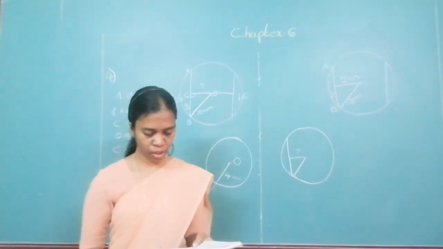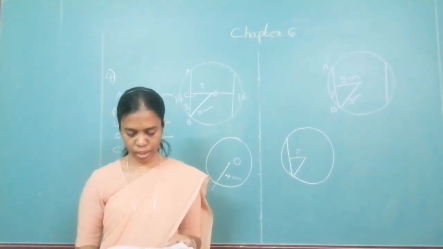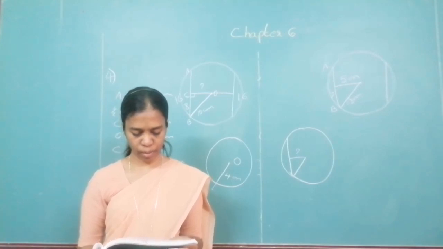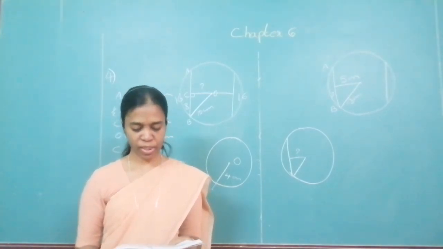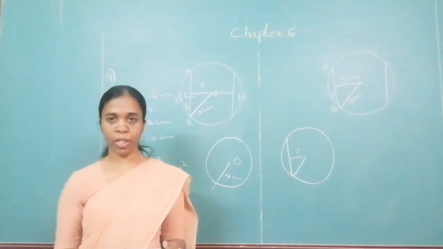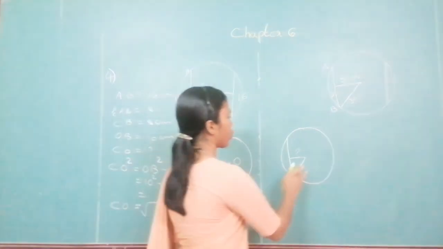Question number 7. The lengths of parallel chords which are on opposite sides of the center of a circle are 6 centimeter and 8 centimeter. The radius of the circle is 5 centimeter. Then find the distance between these chords. Okay, what is given to you?